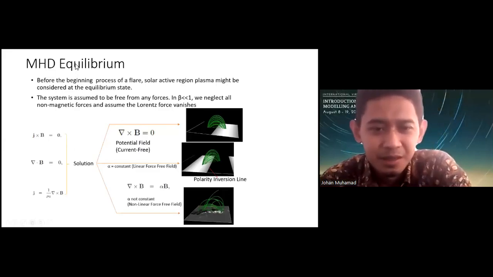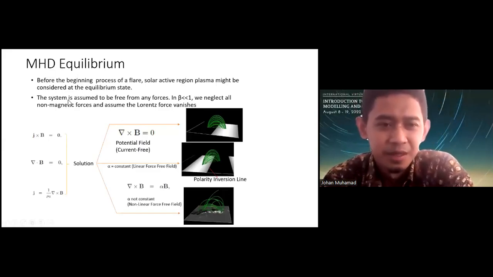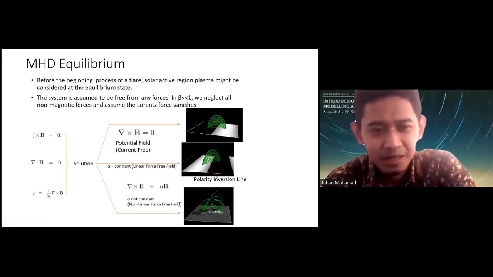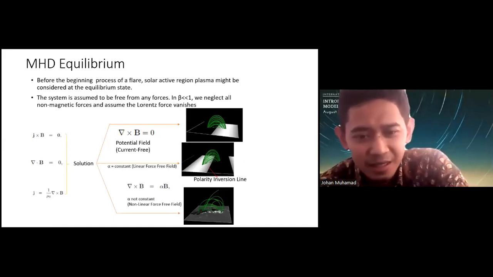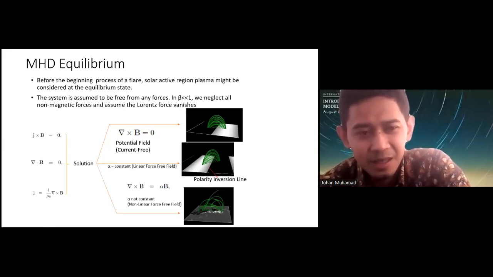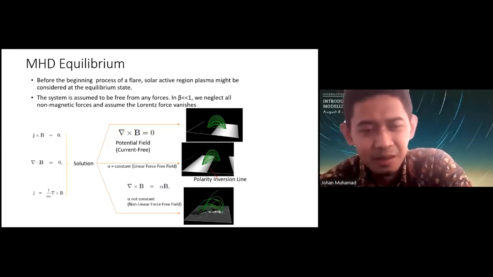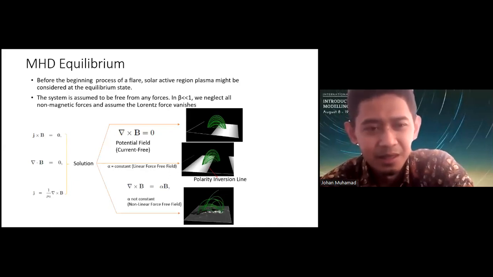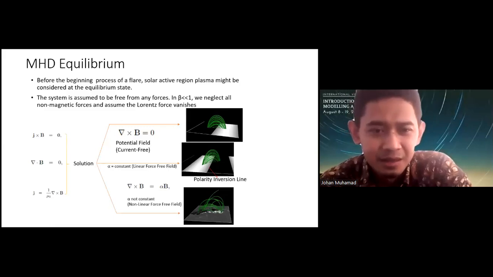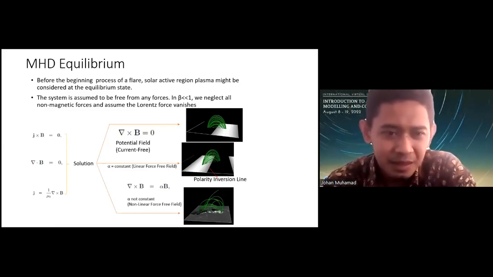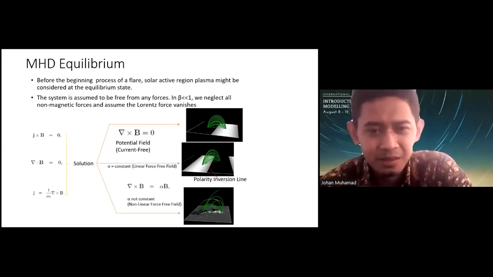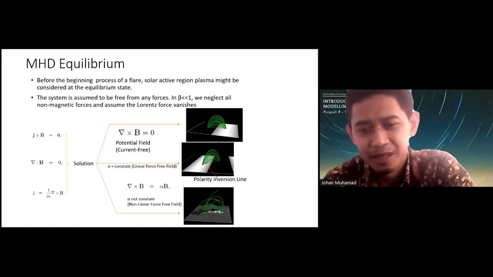So the first one to start with is the MHD equilibrium. Before we make the solar flare simulation, first we make the magnetic fields in the corona to be in an equilibrium state or stable state, so it doesn't move at all. How can we achieve this? There are many ways for that. The simple one is by assuming that there is no force at all working on the magnetic field lines above the sun.